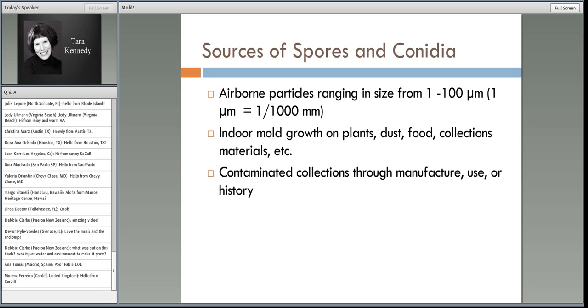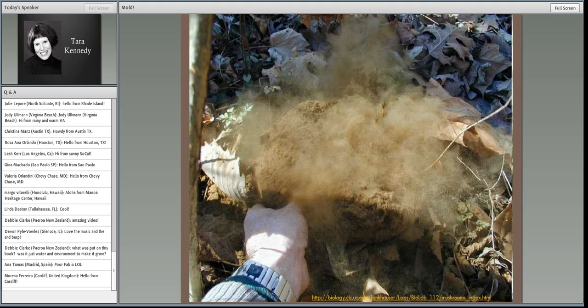So here's a nice example of spores being released into the air. This is a giant puffball. I think that is a technical name, believe it or not. So you can get an idea of how some of these can release a large number of spores just at one time.